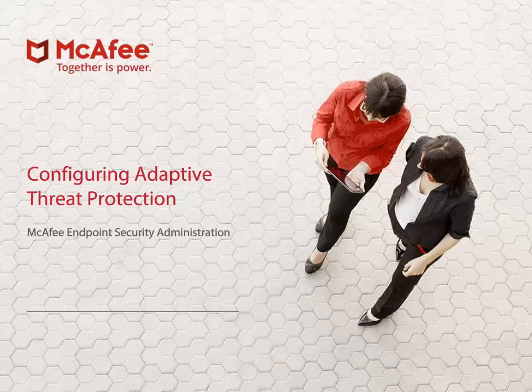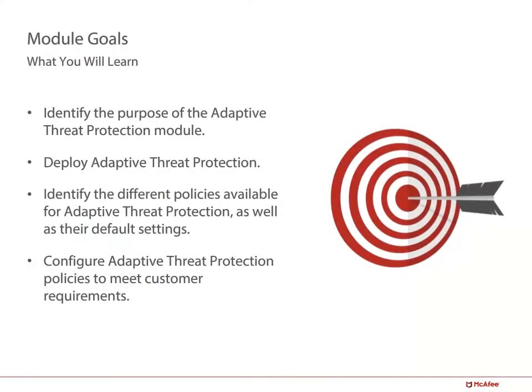In this module, we are going to discuss how to configure the adaptive threat protection. The module goals for what we're going to learn in this module is first we're going to learn how to identify the purpose of the adaptive threat protection module. Then we're going to learn how to deploy the adaptive threat protection and how to identify the different policies that are available for the adaptive threat protection as well as their default settings. And then we'll see how we can configure the adaptive threat protection policies to meet our customer requirements.